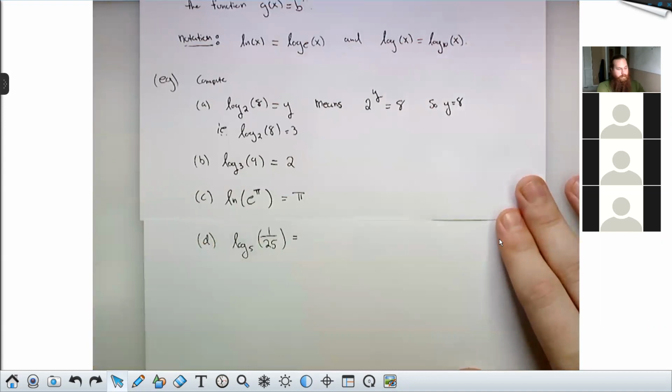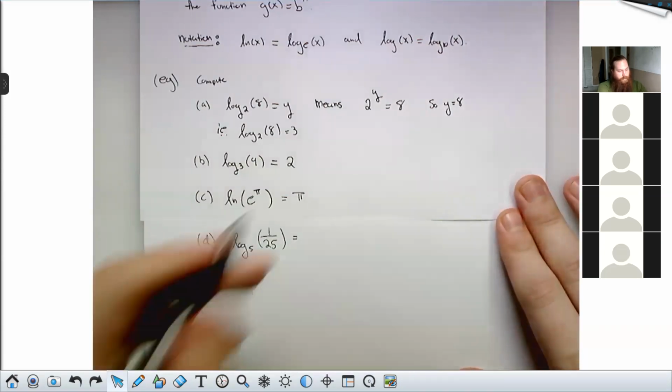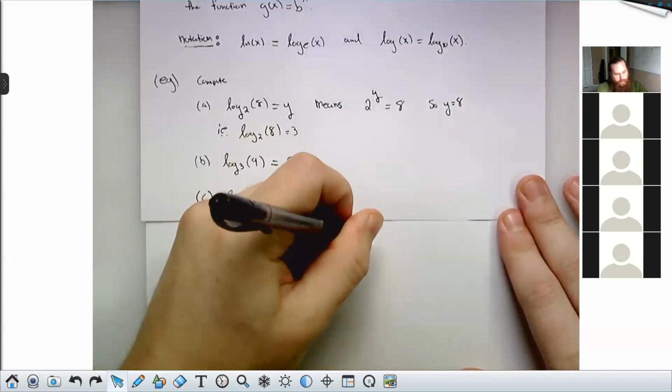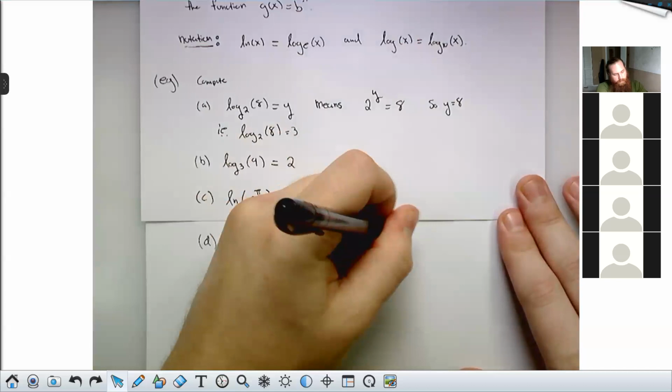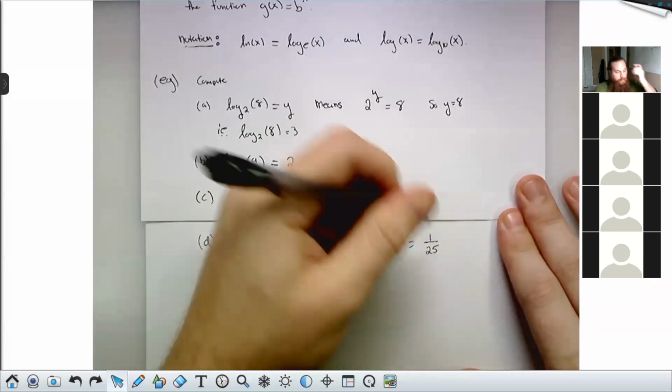So remember what we need to say. We need to say, to what power must 5 be raised in order to get 1 over 25? Yeah, good. This is -2, because 5 raised to the -2 is 1 over 25.